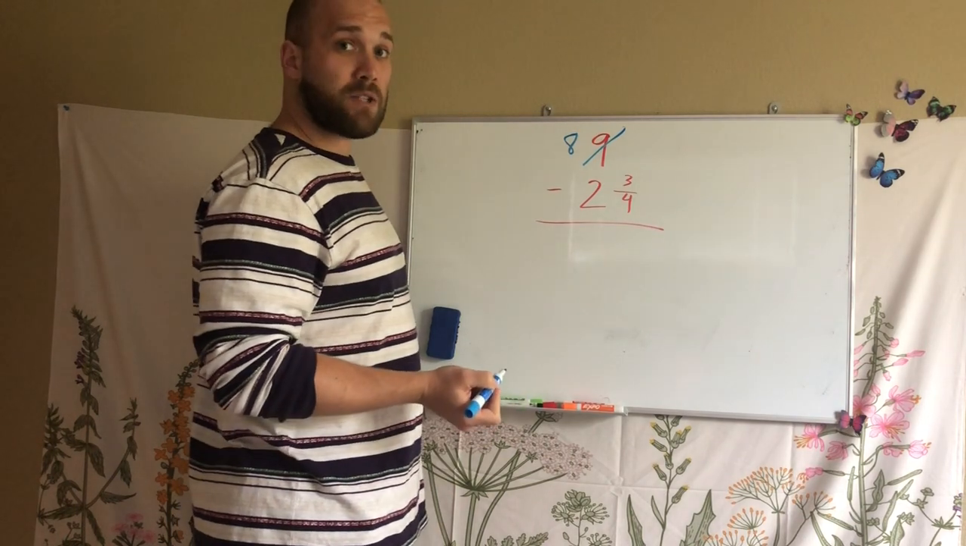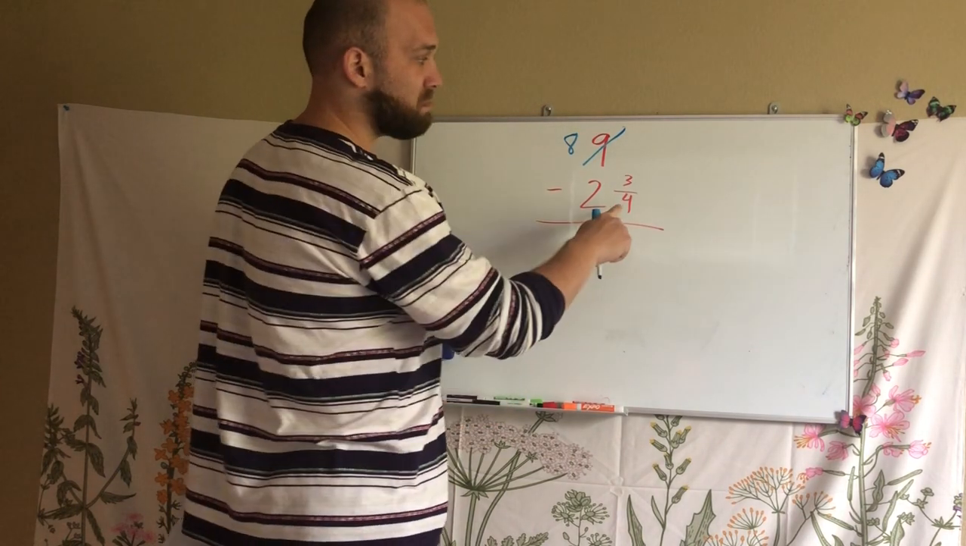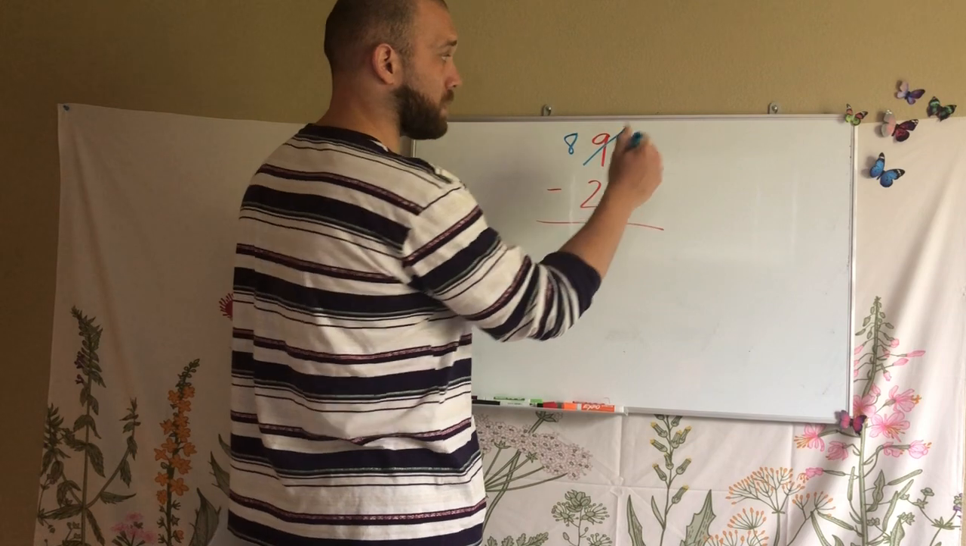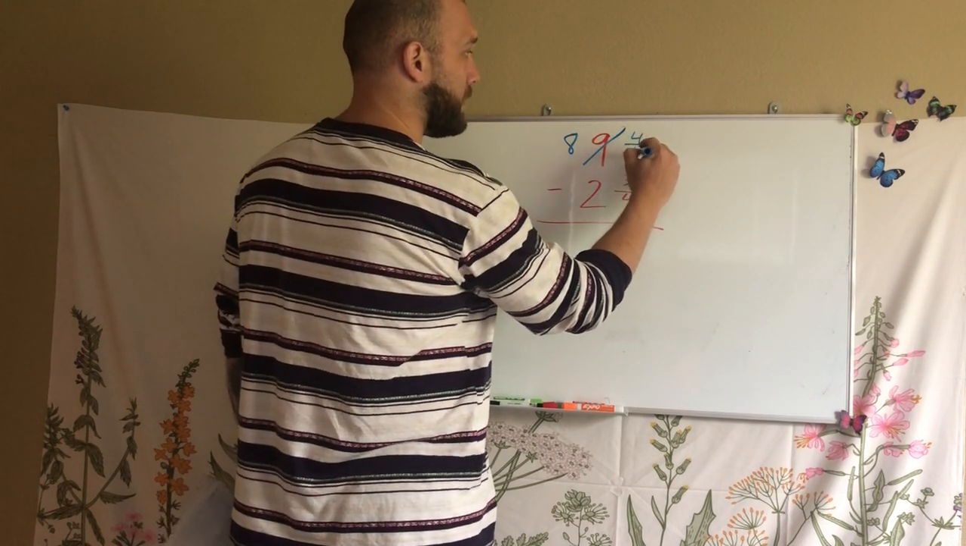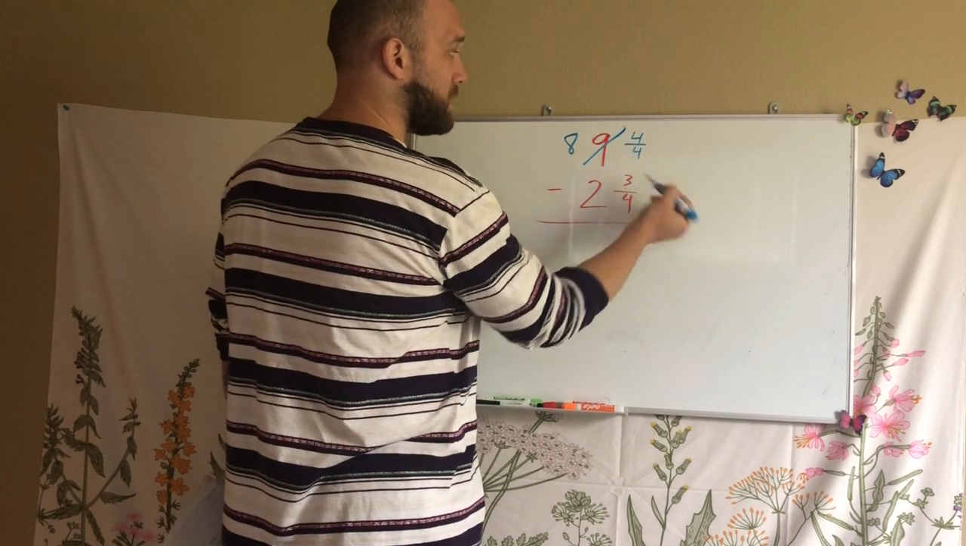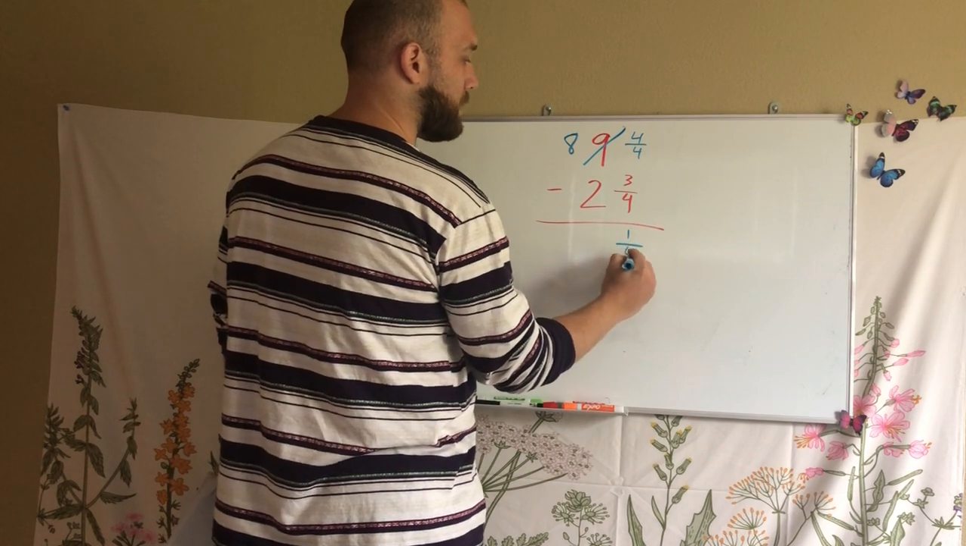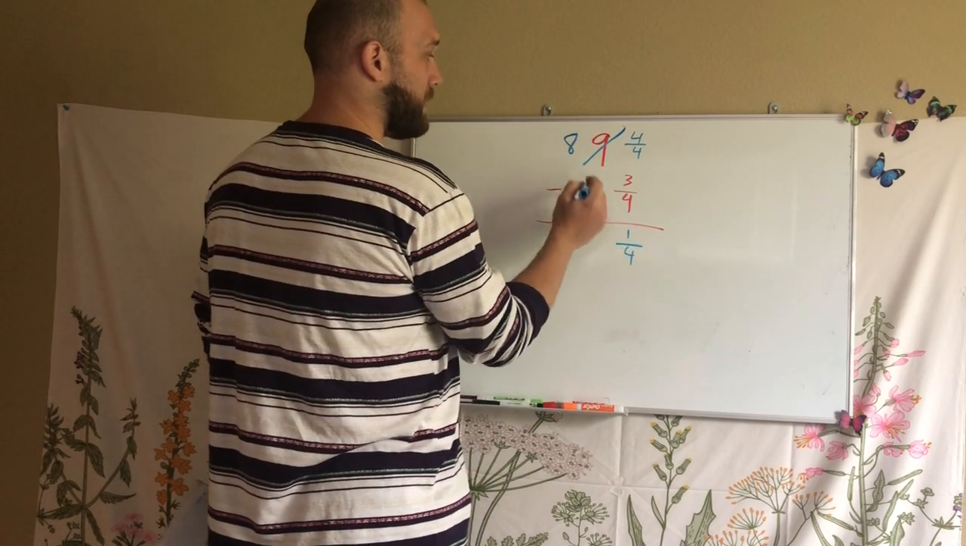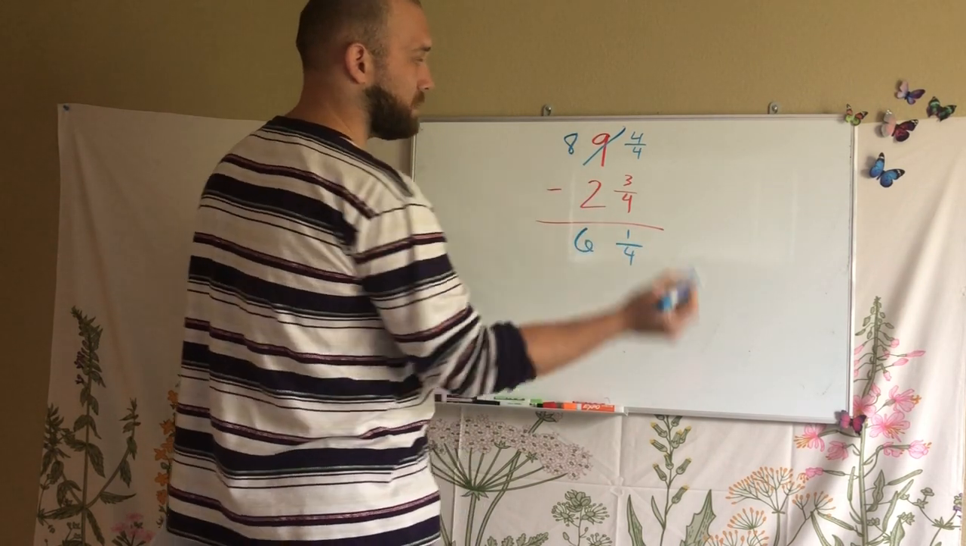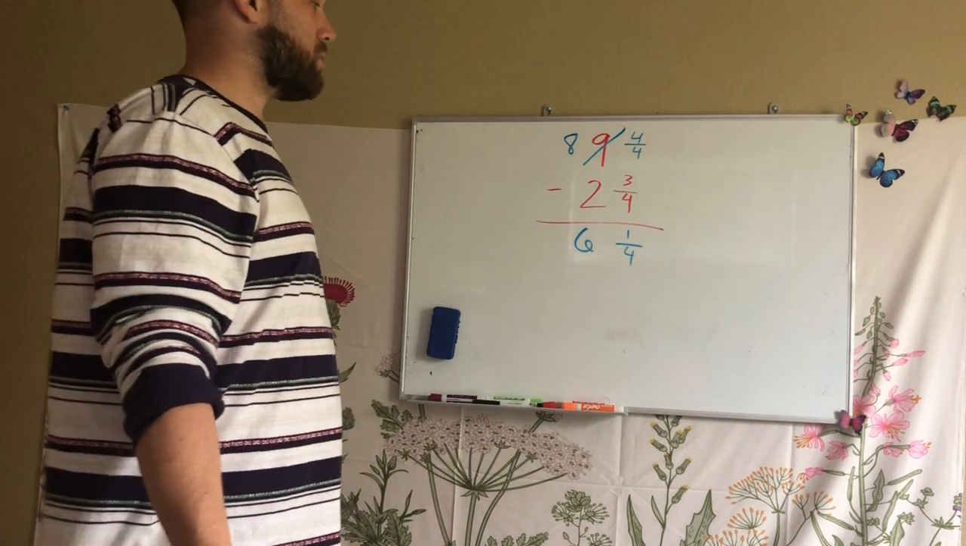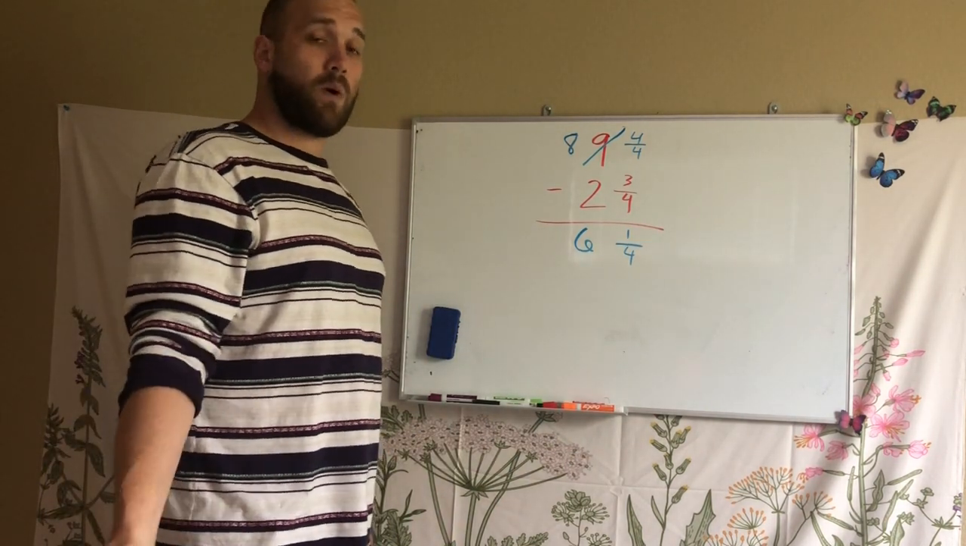How do I know what denominator to use for my fraction? I look at the fraction below. I'm using fourths. So I'm going to have 4 over 4 here now. So what's 4 minus 3? 1. Denominator stays the same. 8 minus 2 is 6. What is 9 minus 2 and 3/4? 6 and 1/4.